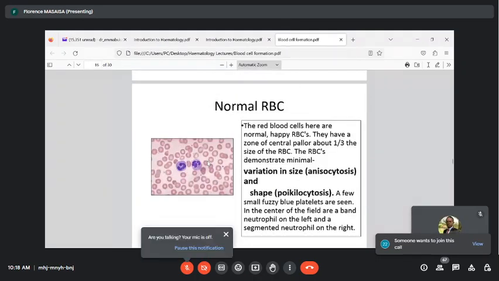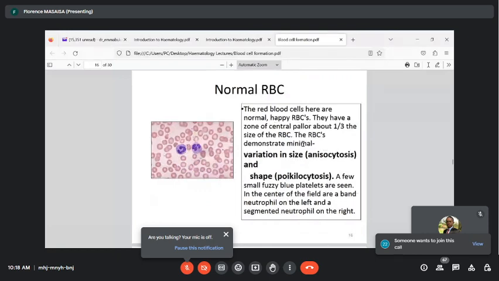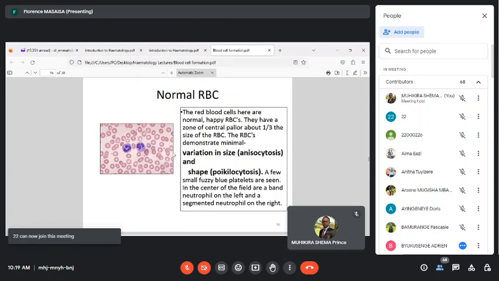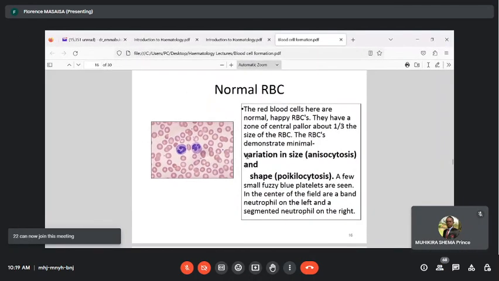So this is the red cell. We have said that the central pallor occupies 1/3 of the cell. That was where the nucleus was. Here in this image, you see how the cells are smaller, larger. They don't have the same size. We call it anisocytosis. Anisocytosis means variation in red cell size.